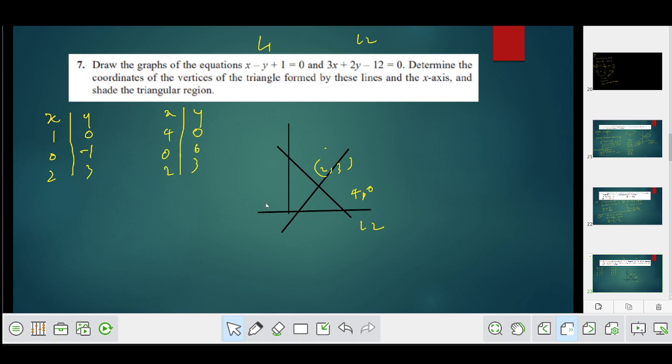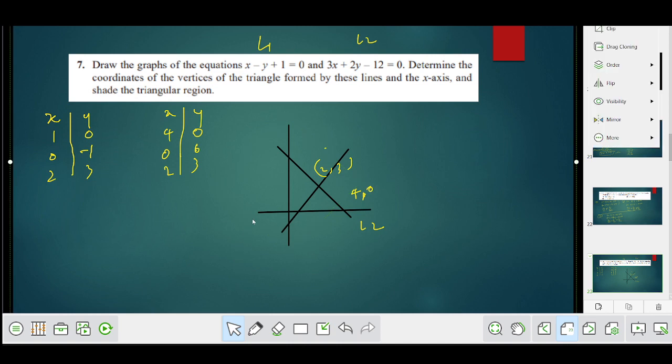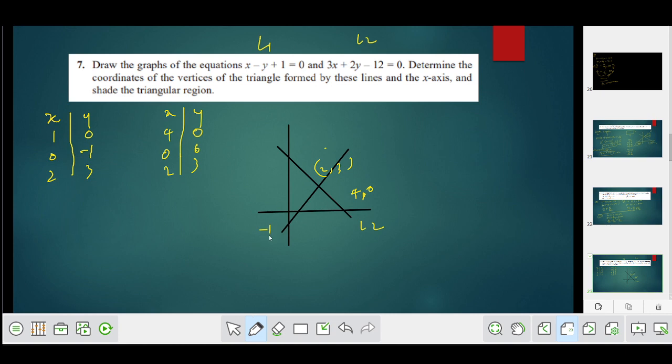this now, and this we should draw. Now here is matching. Y equal to minus 1, and x equal to 0. Okay. Now these are the coordinates and set the triangular region, so we can write. Okay. Now this is the solution of this exercise.